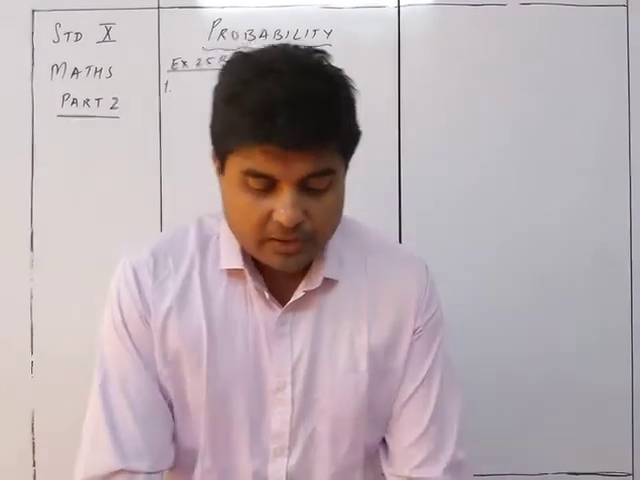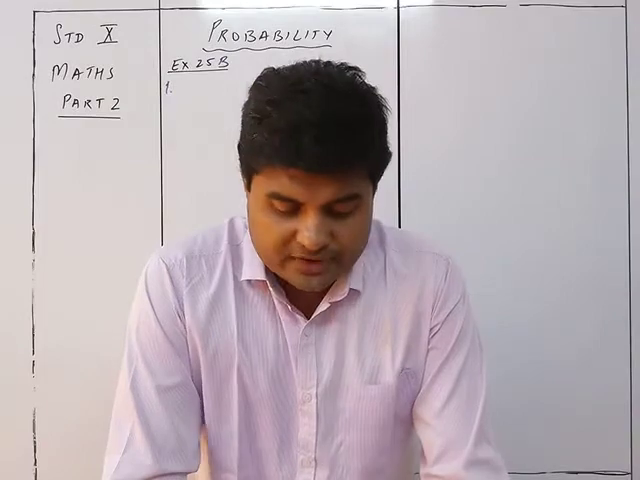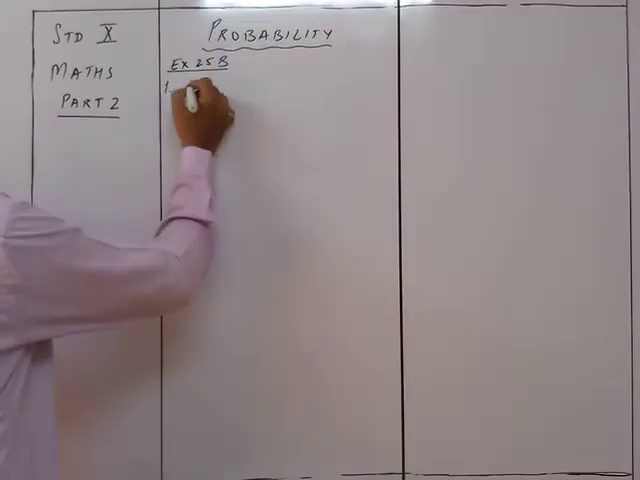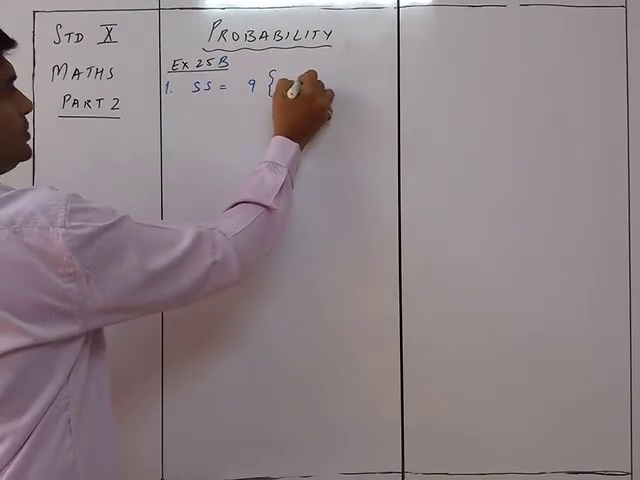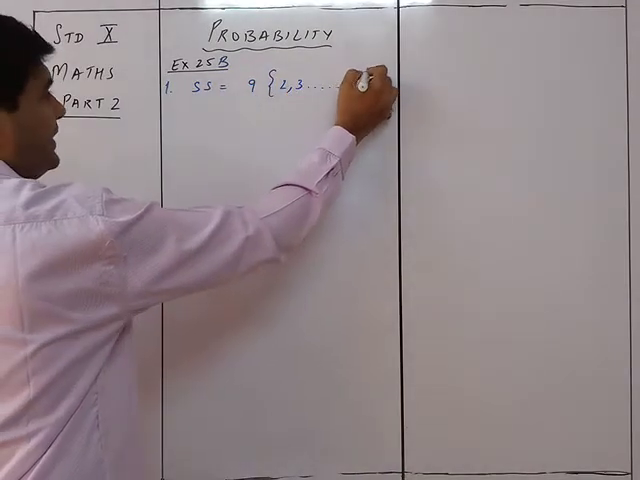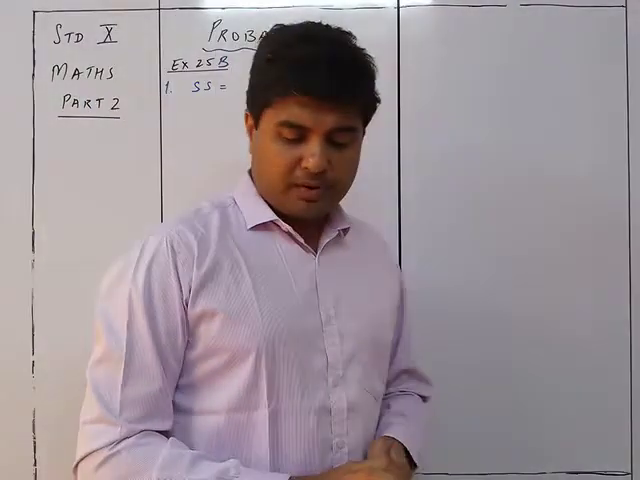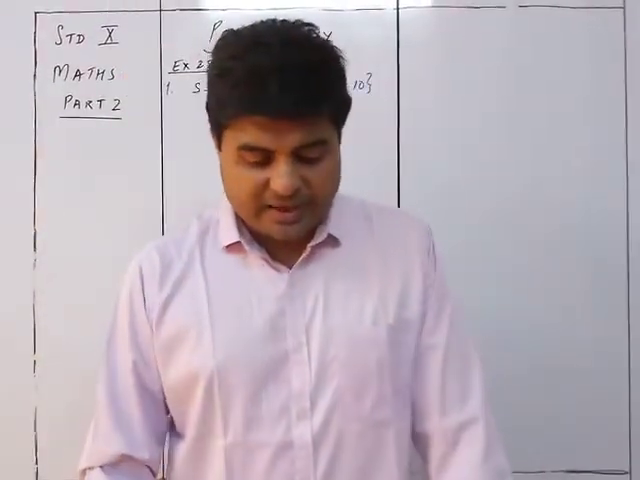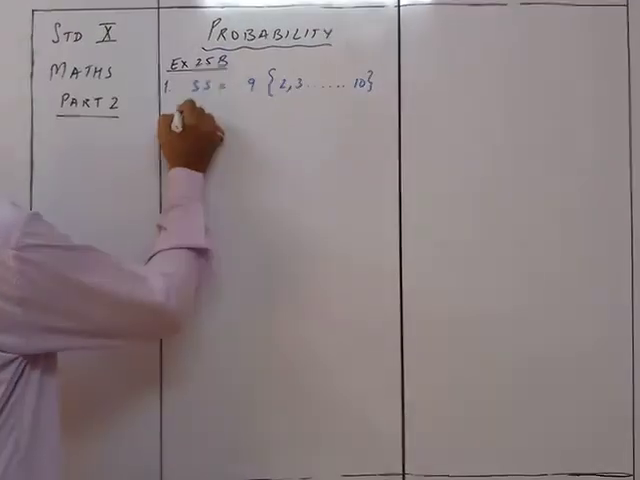First of all, question 1. 9 cards identical in all respects are numbered 2 to 10. So the sample space is 9, which are the numbers 2, 3, 4, 5, 6, 7 to 10. These are the 9 cards which are there, numbered 2 to 10. A card is selected from them at random. Find the probability the card selected will be, first, an even number.